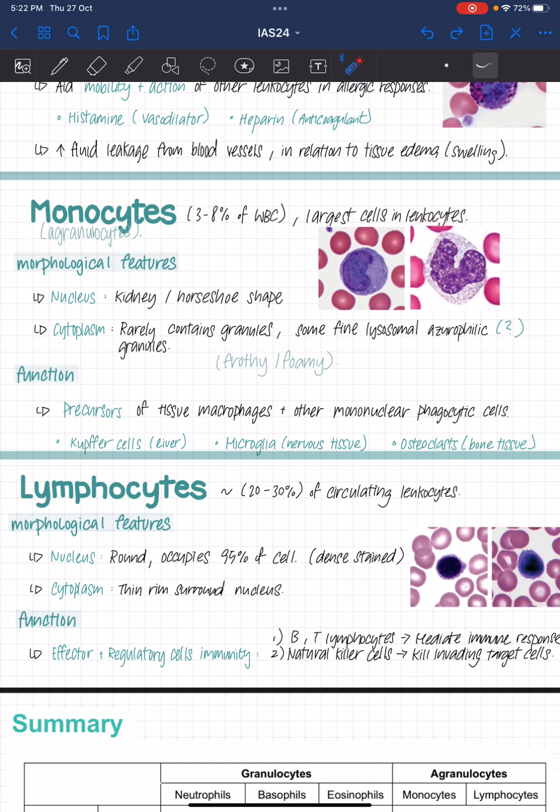And these monocytes are precursors for the tissue macrophages or other phagocytic cells in other tissues. So in the liver, the macrophages are the Kupffer cells. In the nervous tissue or in the brain, it's the microglia. In the bone tissue, it's the osteoclasts. So these form the precursor cells.